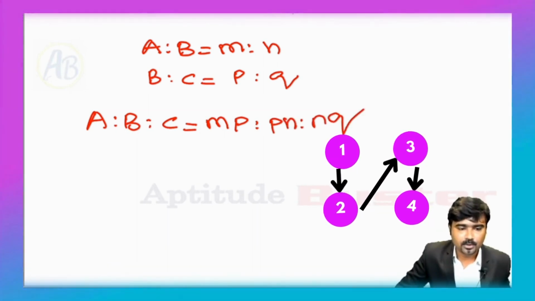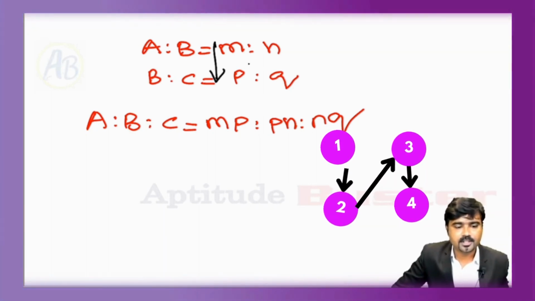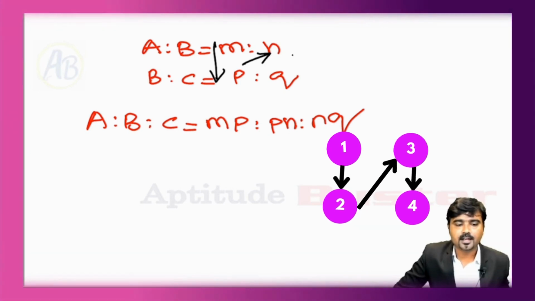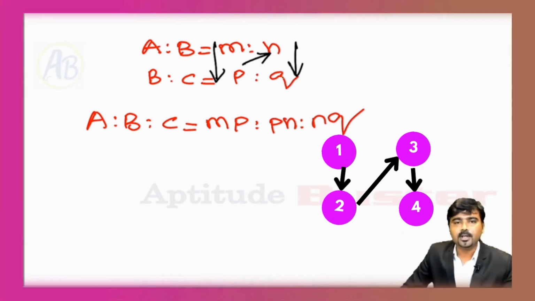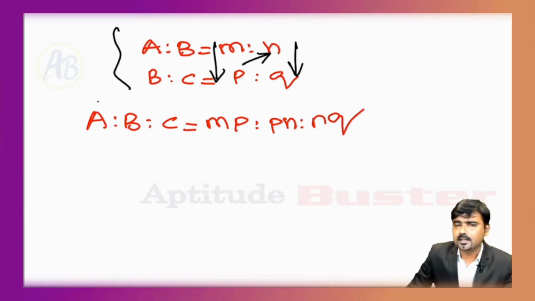Okay. I think you understood clearly. The reason is, multiply these two values for the first ratio, multiply these two values for the second ratio, multiply these two for the third ratio. Once they give A is to B, B is to C, that's fine.